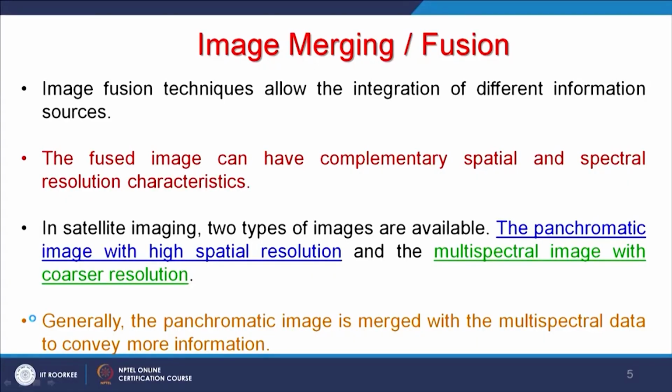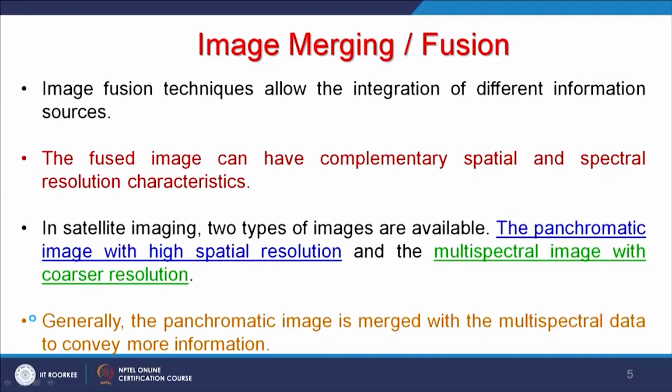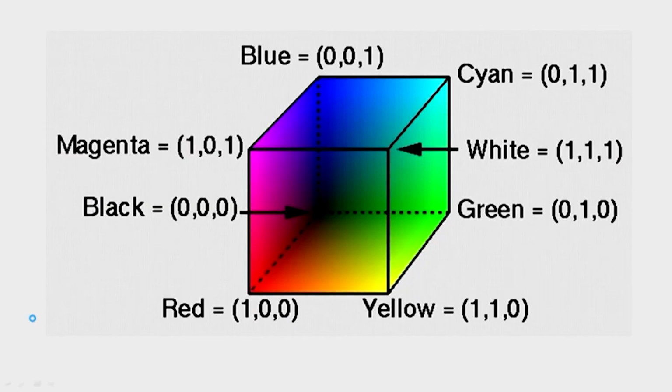So, I can exploit the high spatial resolution of panchromatic images, and I can exploit the multispectral or colored different bands of relatively coarser resolution images, and can create a new product. As you know, for pan sharpen, PAN stands for panchromatic. These panchromatic images are generally merged with multispectral data to bring more information out of that or convey better information. Before that, I have to discuss a little fundamental.